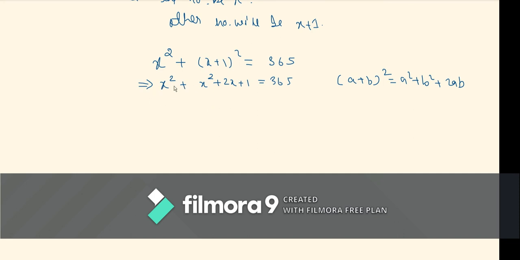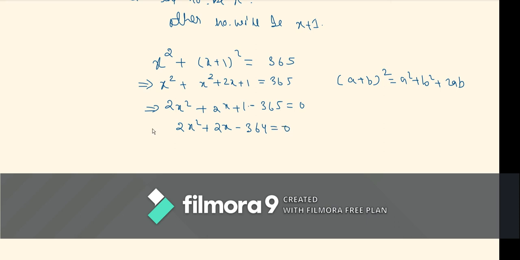Add them. x square plus x square will give you 2x square. Try to solve this question along with me. Now nothing is left, only the factorization by splitting the middle term 2x plus 1, and bring 365 to the left-hand side, so it becomes minus 365. Look, 2x square plus 2x, and subtract them, you will get minus 364 is equal to 0.